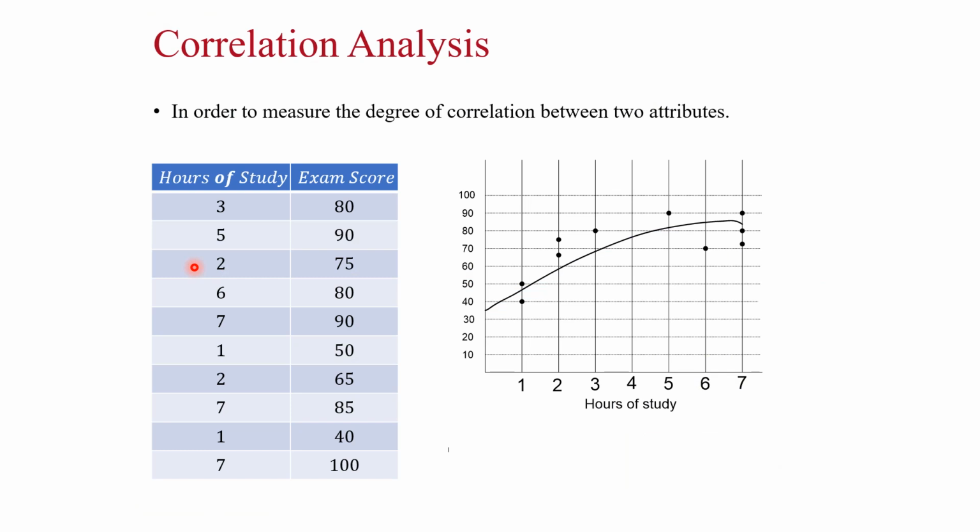So let's look at this. Let's take this example. The example is in order to measure the degree of correlation between two attributes: the number of hours studied and the exam score. We want to see if there is any sort of correlation amongst these two variables. The data for hours of study is given on this side and the exam score is given on this side, and we will run a correlation analysis to compute the correlation coefficient.